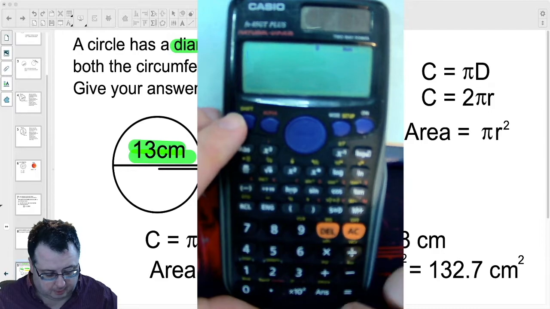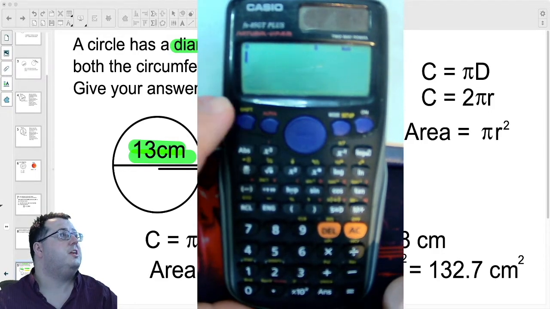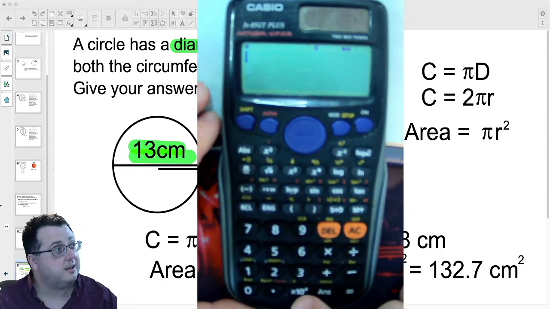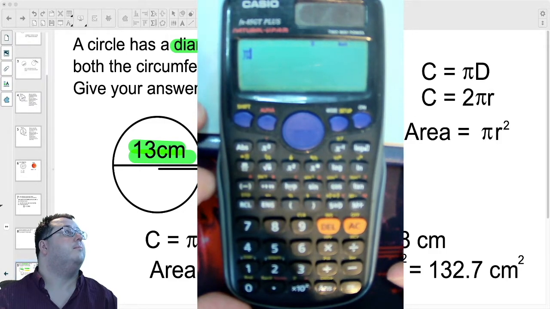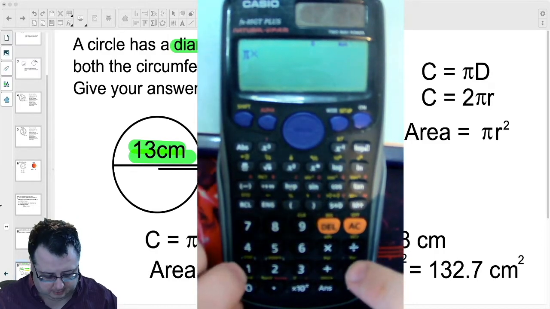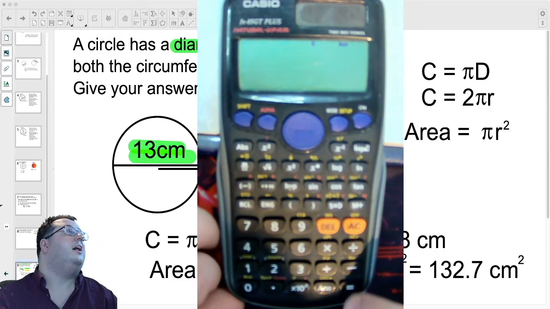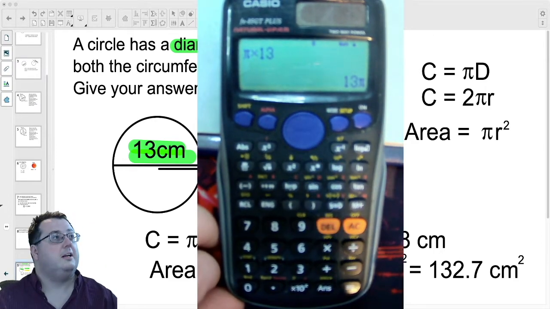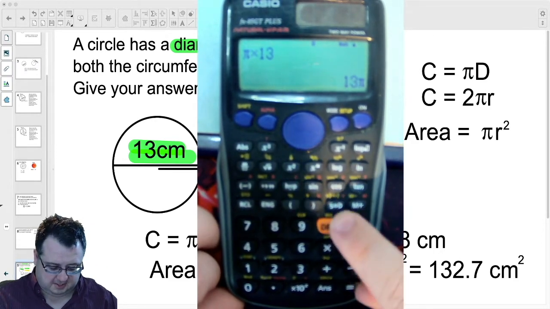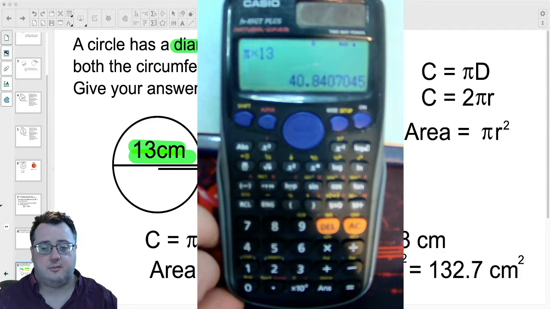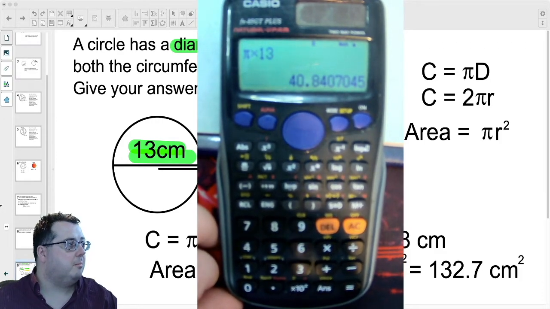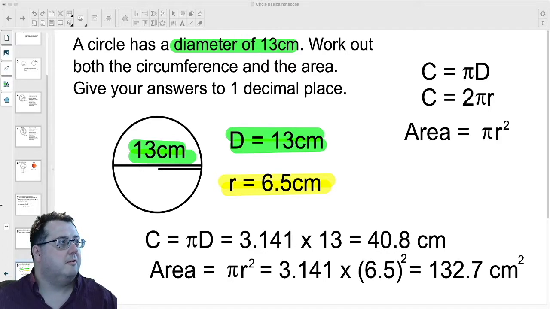So, to put pi in on your calculator, you need to push shift followed by the times 10x button at the bottom, and you'll see that pi appears on the screen. Okay, then if you multiply by 13 and hit equals, we'll get 13 pi as an answer. But this SD button will change that to a decimal, and we will get the 40.8407045, or if you can see from my workings, 40.8 as the answer there.